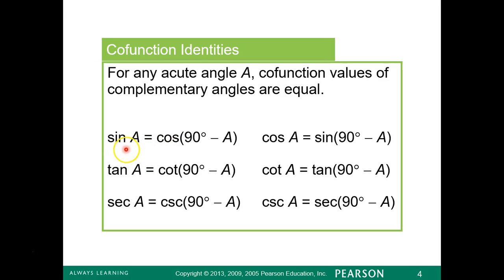All right, so don't mistake it like sine goes with cosecant. Cosine and sine are cofunctions. Tangent and cotangent are cofunctions, and secant and cosecant are cofunctions. So on our next example, we're going to use these identities to help us solve for angles.